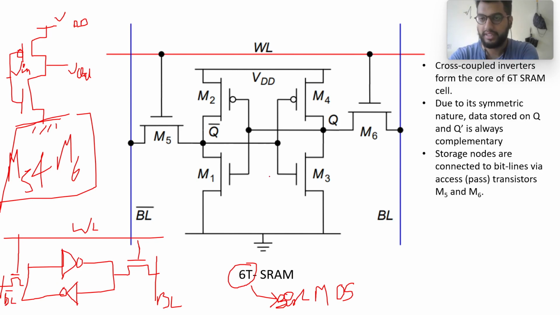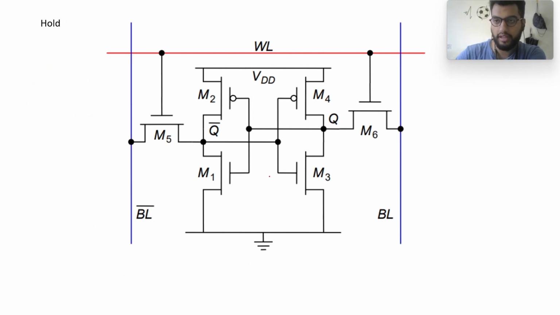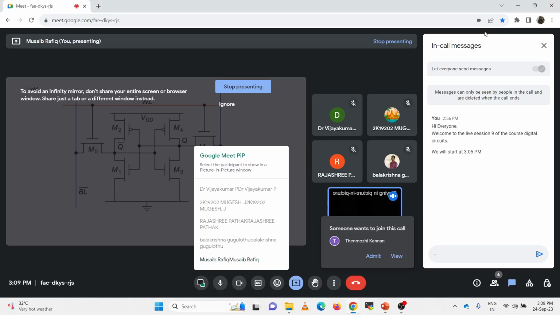So these are the points I discussed here. The cross-coupled inverters form the core of the 6T SRAM cell. Due to the symmetric nature, data stored on Q and Q complement is always complementary. Storage nodes are connected to the bit lines via access or pass transistors, that are M5 and M6. So now going forward, let me just admit a student first, sorry about that.